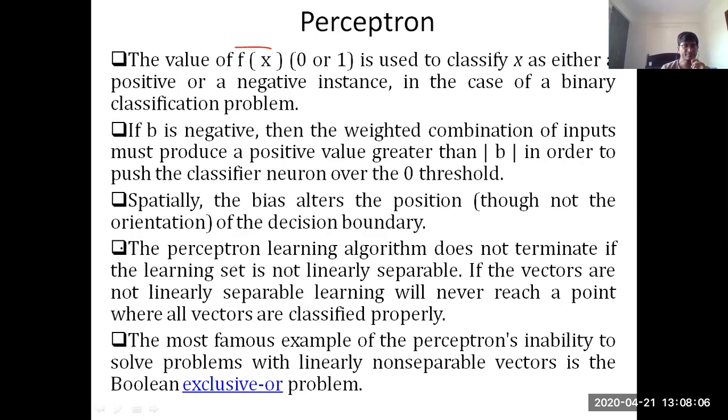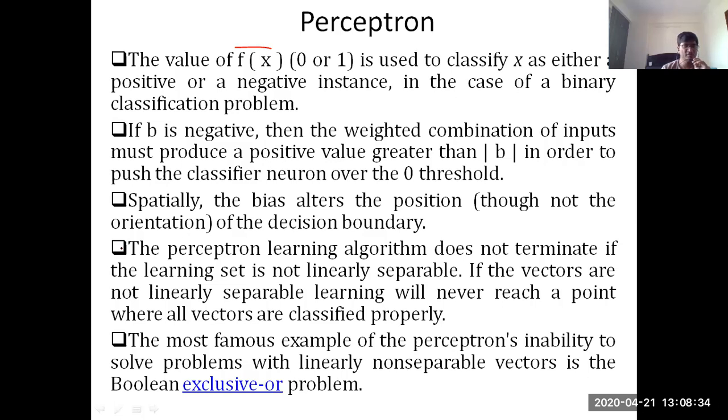And this perceptron learning network does not terminate if the learning set is not linearly separable, because this algorithm is only made for separating the inputs in a linear manner. So if the inputs are not linearly separable, the perceptron would fail. So we will do an example of XOR to see that if the inputs are not linearly separable, then this algorithm will not work.